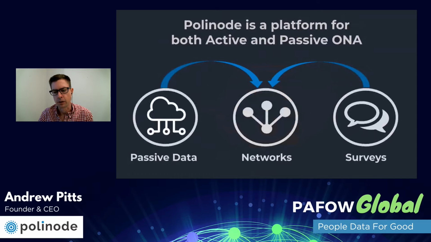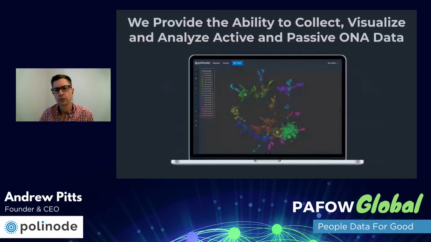And a little bit about what Polinode is. Polinode is a tool or platform for both active and passive organizational network analysis. We can plug into all of those different data sources that I mentioned, and we can also collect relationship data via relationship-based surveys. So it's a fully integrated tool that's specifically designed for the collection of that kind of active ONA data. And regardless of the source, all of that data ends up as networks. And we have a networks tool that allows you to interactively visualize and analyze that data.